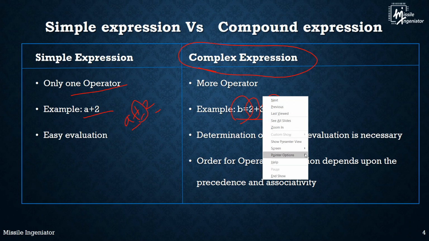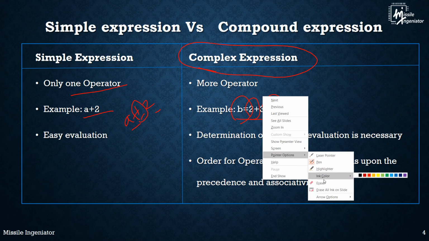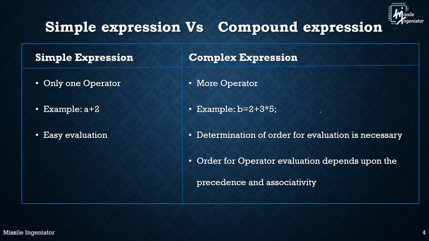Let me erase all the ink on this line. Now let me repeat again. What we try to do here is, at first, multiply the values 3 and 5. I will explain briefly. We do multiple operations on these operands. Here the operands are b, 2, 3, 5, and the operators are equal to, plus, and multiplication.